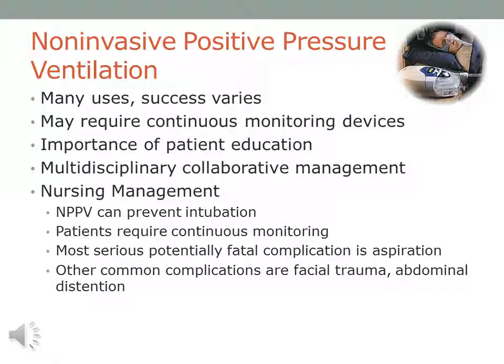A BiPAP is pressure limited, and basically you can set the inspiratory pressure and the expiratory pressure how you want them. So they can be separate. So you may have more inspiratory pressure, less expiratory pressure, or vice versa. And that's just simply what CPAP and BiPAP means. One is going to have the same pressure in and out, and one can be set differently.